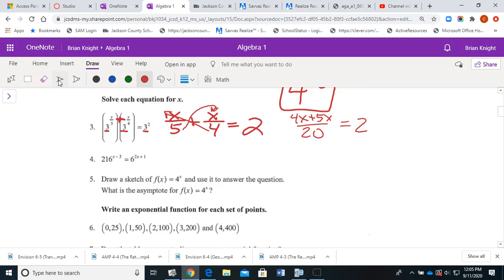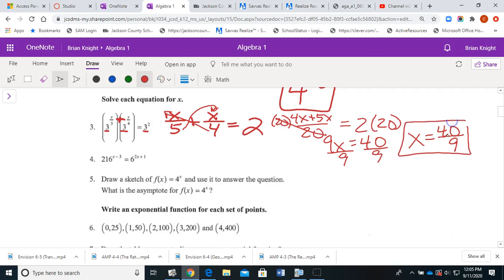Multiply both sides by what? Multiply both sides by 20. We end up with 9x equals 40. Divide by 9, and I guess they just left the answer like that. If you put a decimal, that's okay too. 40 over 9. Everybody good? Yes. Okay, yes ma'am.